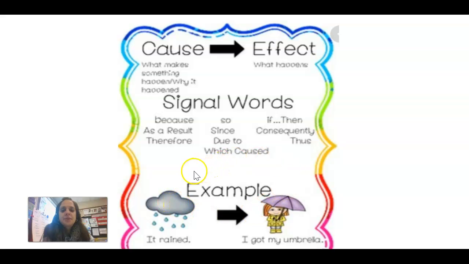Here is an example. It rained. This is the cause. The effect of it raining is I got my umbrella. So you might see a signal word. Because it rained, I got my umbrella. So why something happened, or this is what happened to cause this result. Since it rained, I got my umbrella. That's another signal word. Or due to the rain, I got my umbrella.